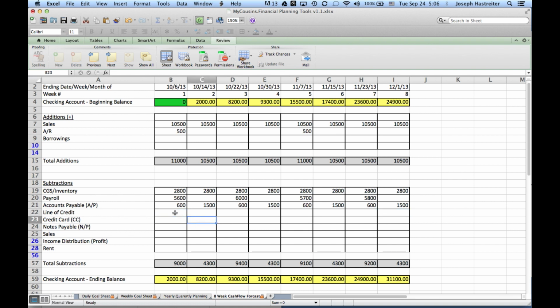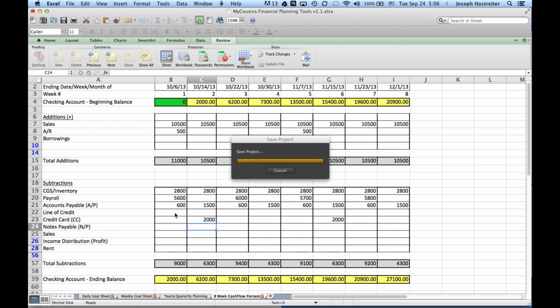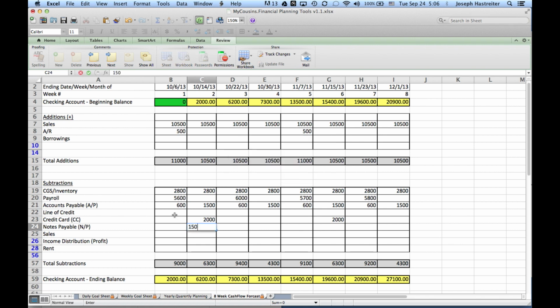I do have a credit card though, and I'm going to expect this week I'm going to pay off about $2,000. And obviously I'm only going to probably pay this once a month, so if I go 4 weeks out, pay another $2,000 here. And then if I look at my notes payable, I know I have to pay my note payable the same week I pay my credit card, unfortunately. So then my note payable is going to come out here. So it's probably good if I'm looking at this that my payroll lands on these weeks and my notes payable and credit card land on these weeks.